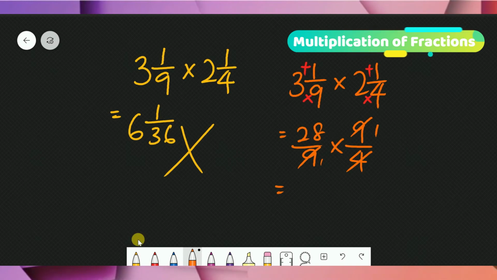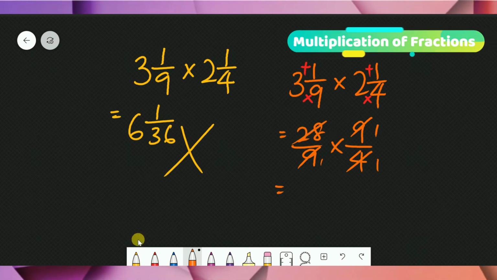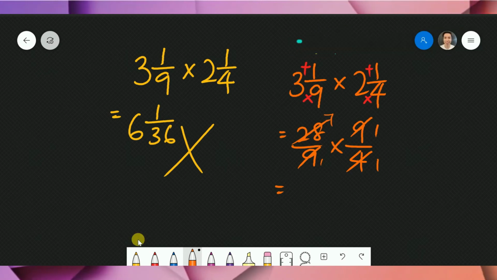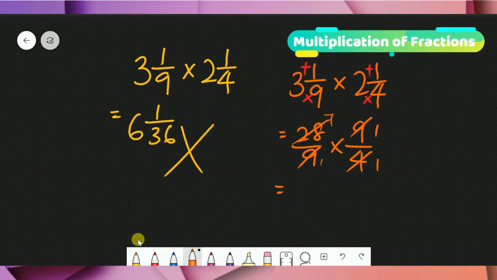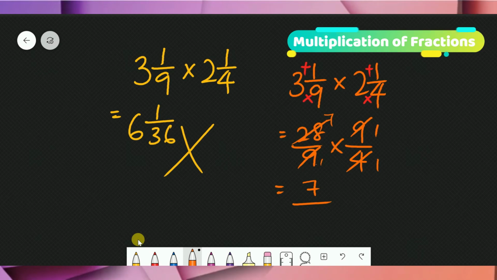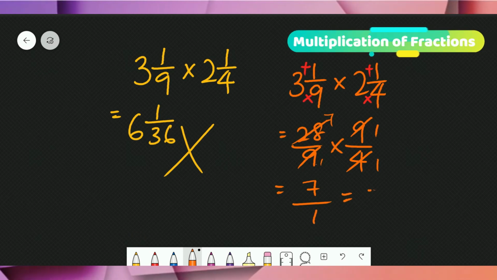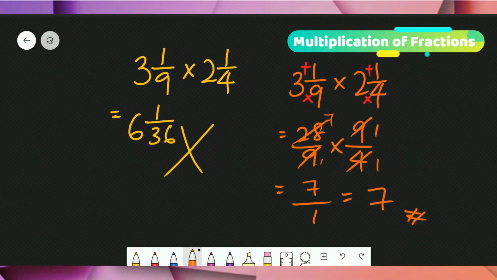Then 4 and 28 we can divide by 4. Here is 1. So 28 divided by 4 is 7. So eventually we get 7 times 1 is 7 over 1 times 1 is 1. And our final answer will be 7. Okay?